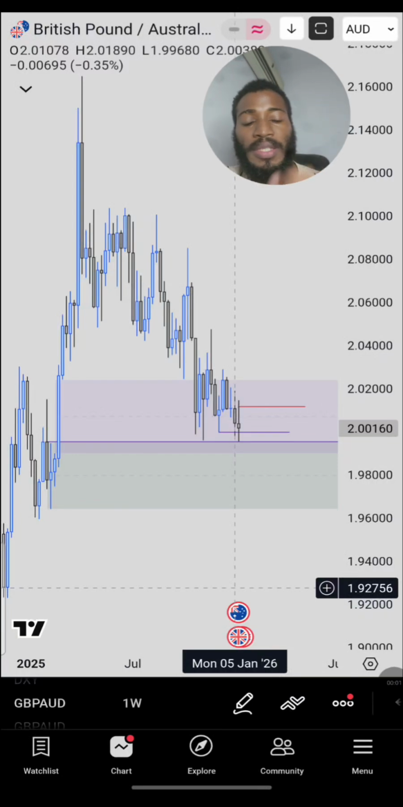How are we trading this week? These are the pairs on my watch list for this week, how I'm intending to trade them, and where I'll be looking to take entries from. My favorite pair this week is the GBP AUD, and I am long biased on this pair. What is the rationale? What is the reasoning?